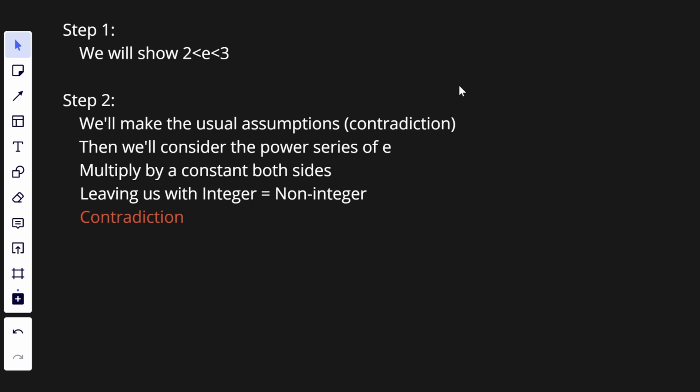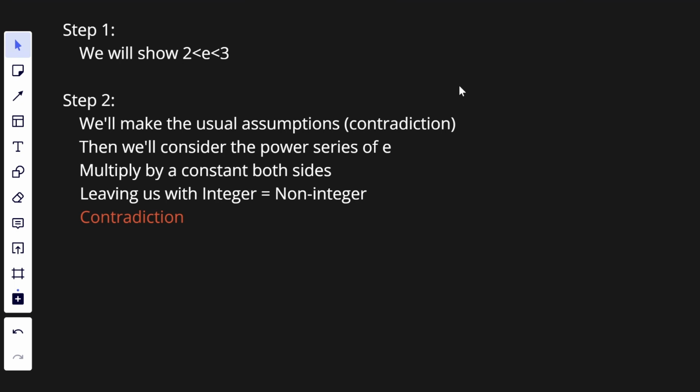Now, there are many proofs out there for why e is irrational. You've probably seen one before. In this video, I'm going to show you my favorite one. So what we're first going to do is prove that e is between 2 and 3. This means that e is not an integer, which is really important.